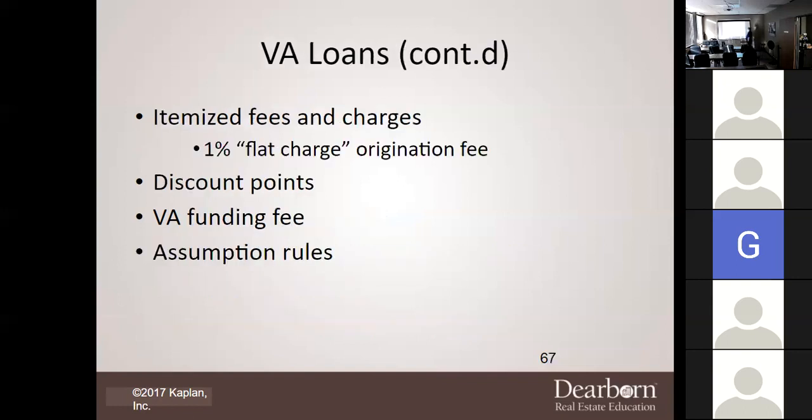They do have itemized fees and charges, and oftentimes, majority of the time, there is a 1% flat charge origination fee. Okay? There, of course, are options for discount points and VA funding fees, as well as assumption rules as well. But the key thing I want you to remember on VA loans is you can only have how many VA loans active at a time, Mr. Grossman? Just one. You cannot have more than one at a time.